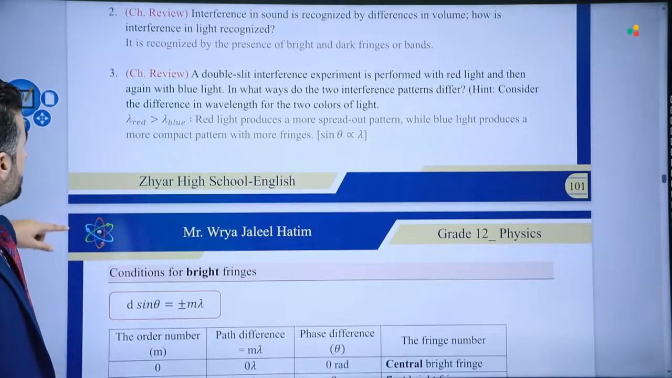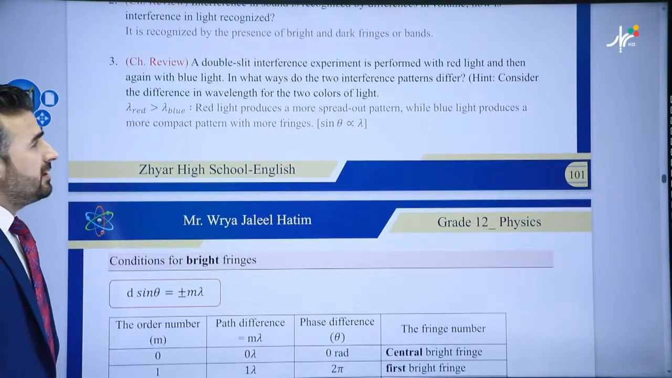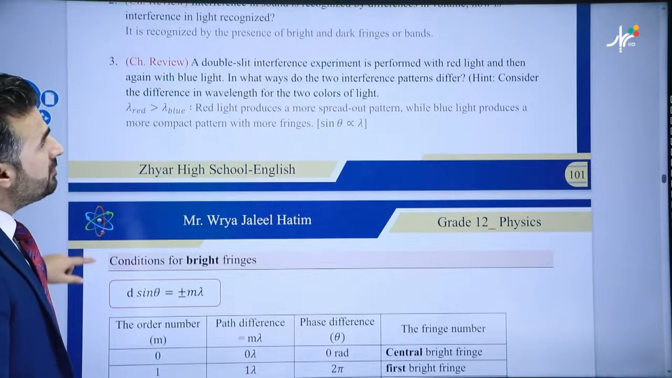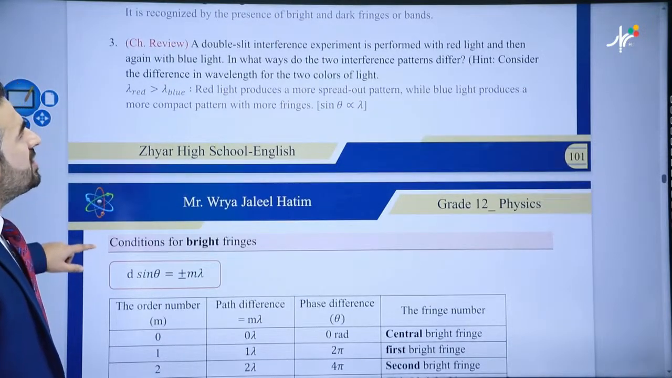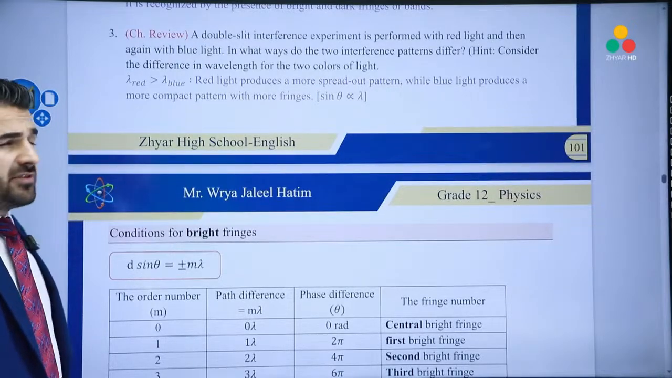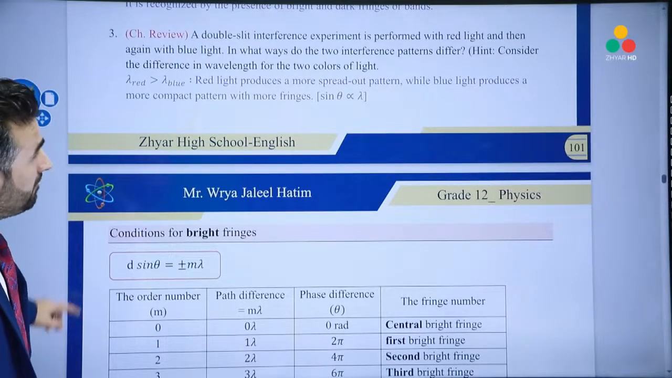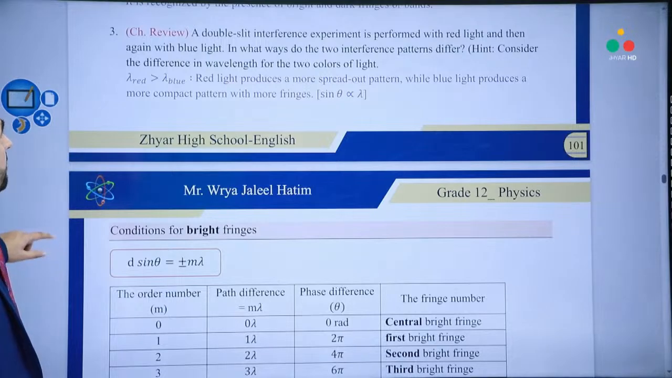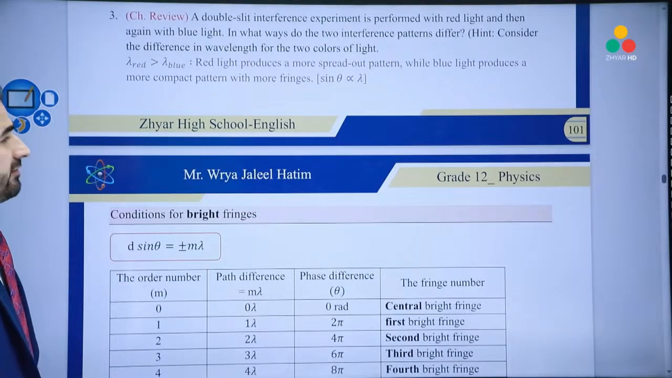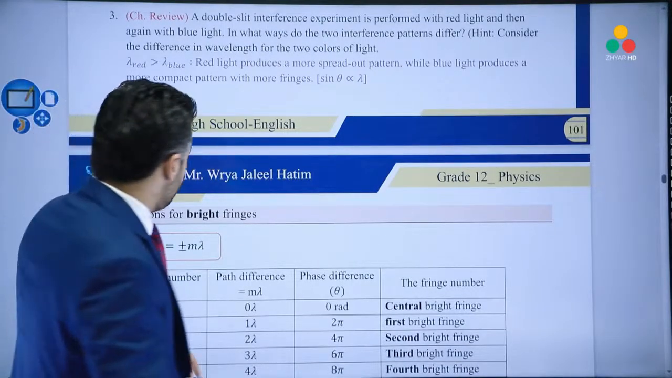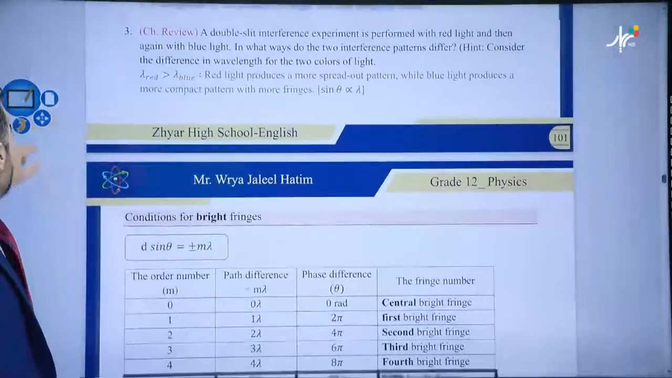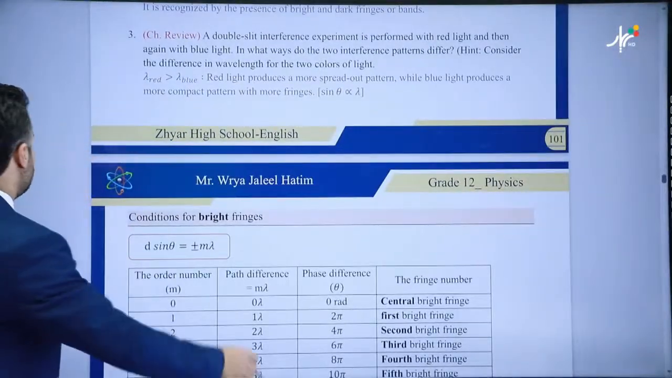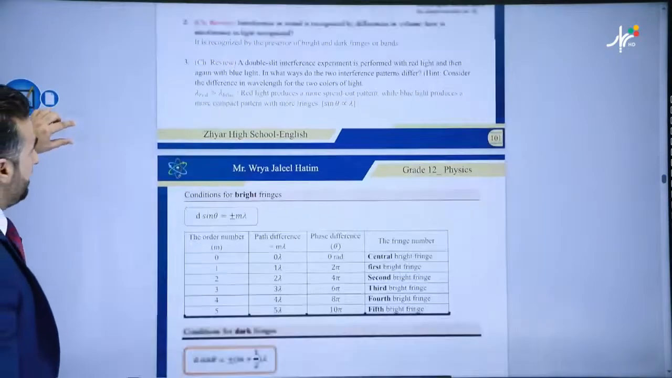Now, take a look. We have another question. It says, a double-slit interference experiment is performed with red light and then again with blue light. In what ways do the interference patterns differ? Consider the difference in the wavelength for the two colors of light. Well, I think that's obvious because I believe I mentioned it in one of the lessons, I think the previous one. So let me minimize this a bit.